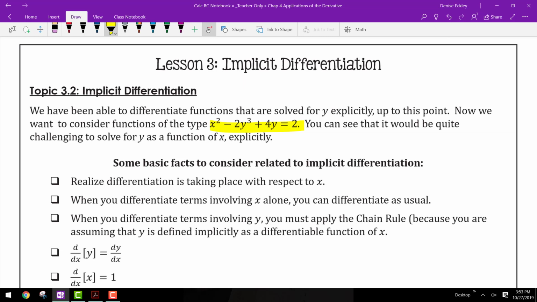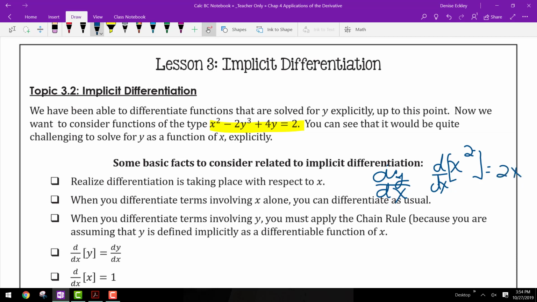So what we want to do is look at some basic facts related to implicit differentiation so that we can find the derivative implicitly. So first thing is to realize differentiation is taking place with respect to x. That is why we write dy dx, because this means the derivative of y with respect to x. Secondly, when you differentiate terms involving x alone, you can just differentiate as we always do. So, for instance, x squared differentiated with respect to x is going to be 2x.